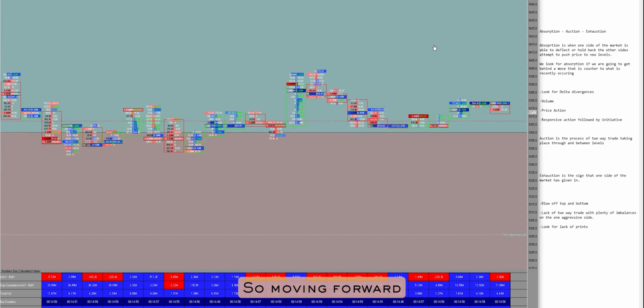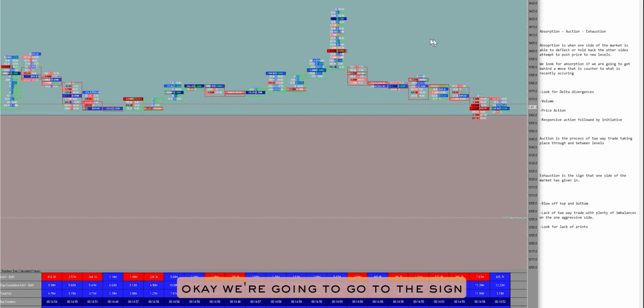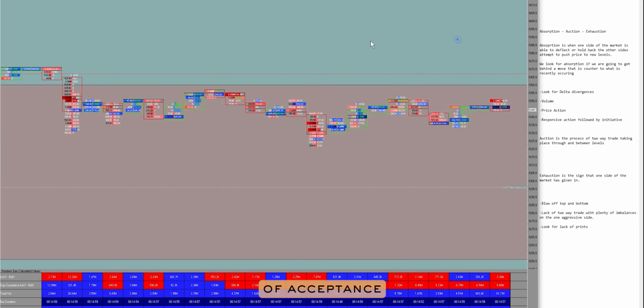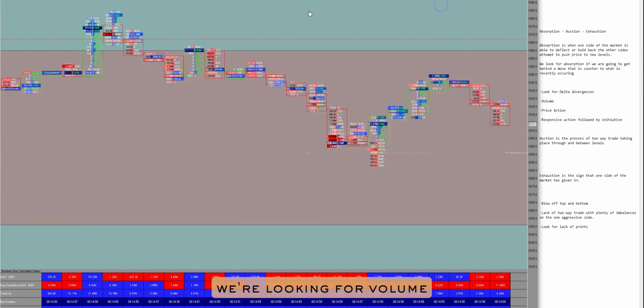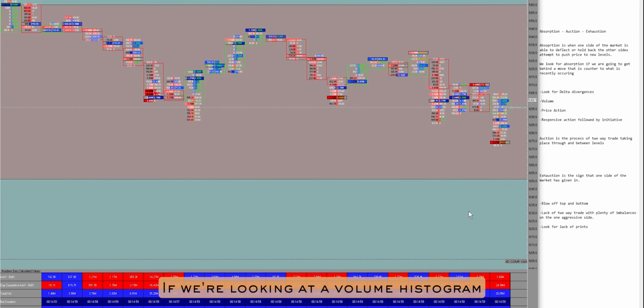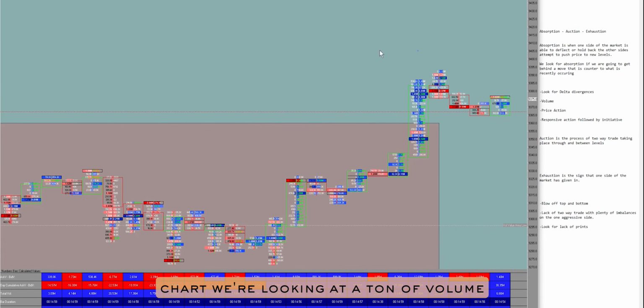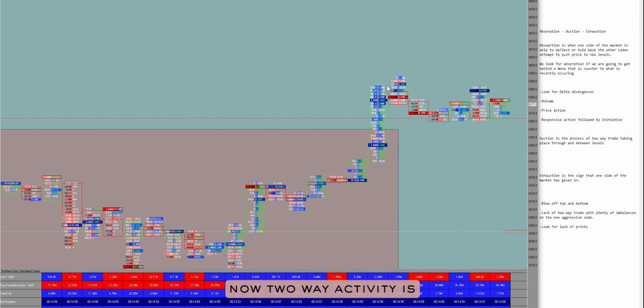All right, so moving forward, we're going to go to the sign of acceptance. Remember, if we're looking at a volume profile, we're looking for volume through the level. If we're looking at a volume histogram chart, we're looking at a ton of volume through the break. Two-way activity is what we're looking for to see that this is actually validated and accepted as a new area where buyers and sellers are willing to do business. It's not one-sided. This is the kind of breakout that you want to see. When you look for imbalances at the end of a move through a level without the other side of the market, those are likely stops being run, liquidations, that exhaustive move.